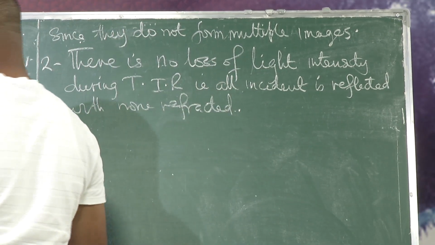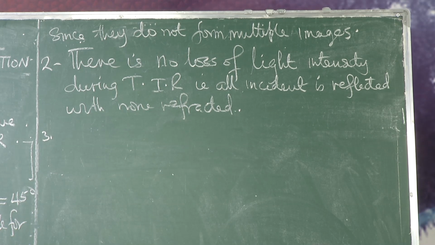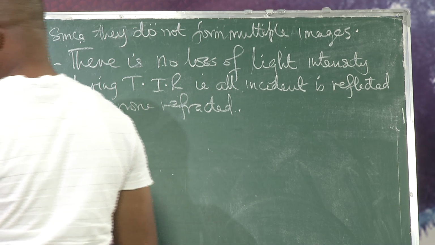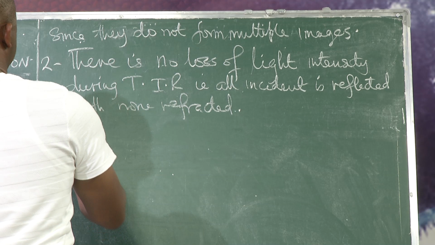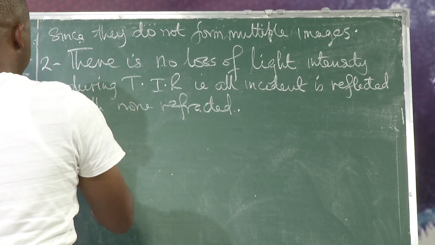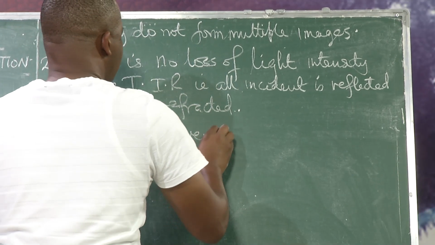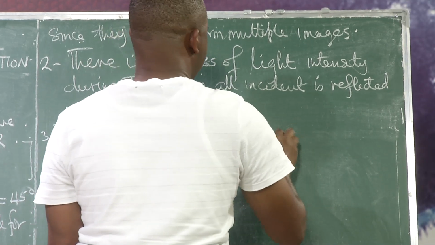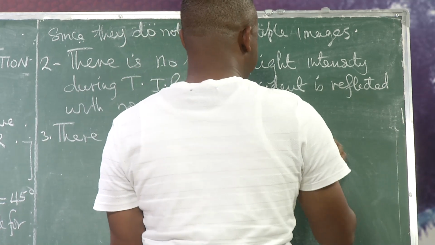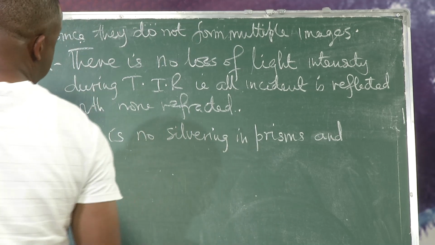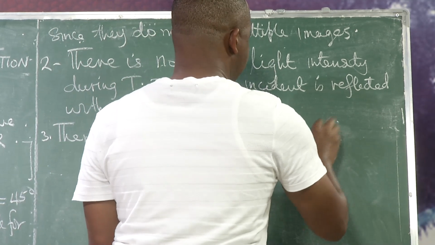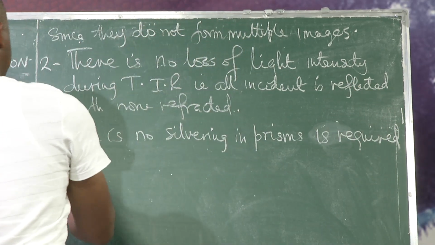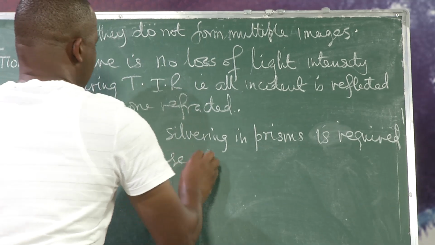And the last advantage is that prisms do not have silvering, and therefore they do not wear. As we are aware, a mirror is formed by silvering or painting one face, and we are aware that this silvering does wear off with time. So no silvering in prisms is required, as is the case in plane mirrors.